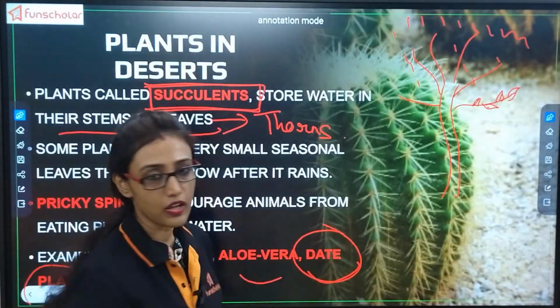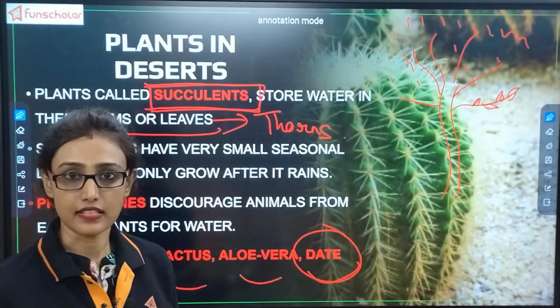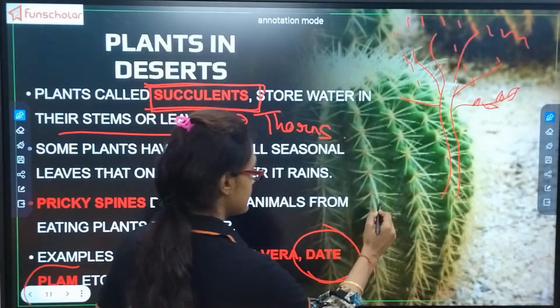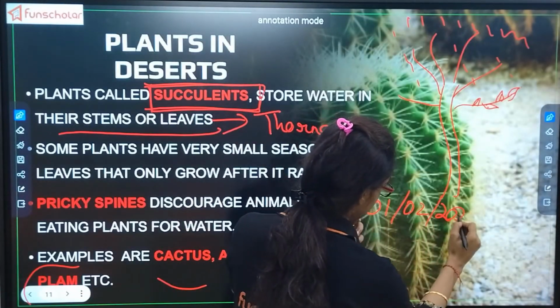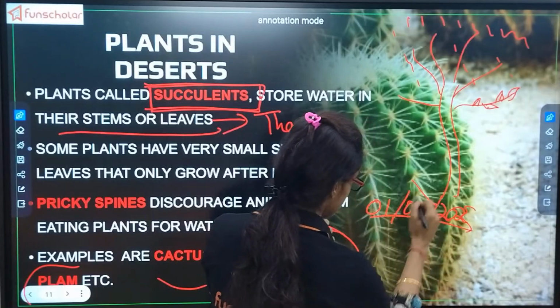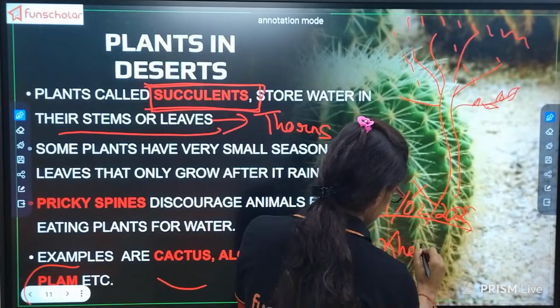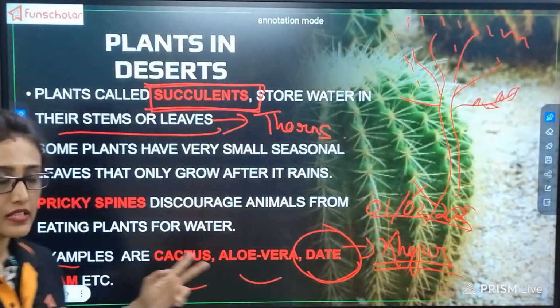Date is what in Bengali you say khejur. So that is date. Here date does not mean that kind of date, 10/10/2025, not this date, okay. It means khejur, okay, understood.